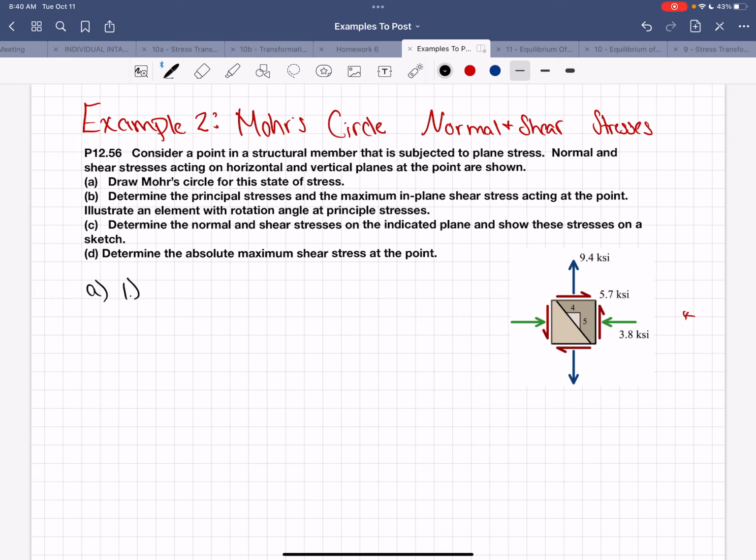Step 1 of our Mohr's circle process is to determine the center of the circle. And that equals sigma x plus sigma y all over 2, or the average of the two stresses. In this case, sigma x is a negative 3.8 ksi because it's in compression. Sigma y is a positive 9.4 ksi. It's in tension. That's all over 2. So we get a center of the circle equal to 2.8 ksi.